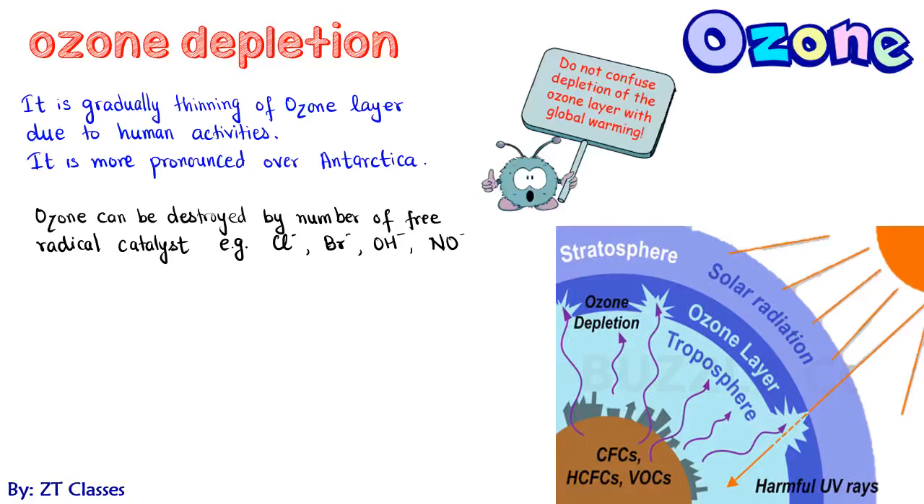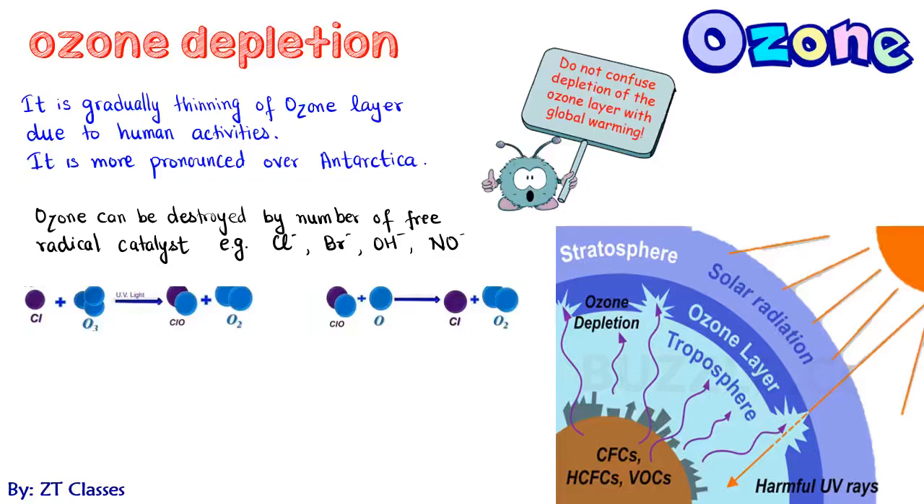These free radicals, such as chlorine, react with an ozone molecule to form hypochlorite and an oxygen molecule. Now this hypochlorite reacts with free oxygen atoms, which were made available by splitting with the help of UV rays, to form a chlorine atom and an oxygen molecule. Now this chlorine atom is again available to split further ozone molecules. They say that one chlorine atom can split or damage thousands of ozone molecules.